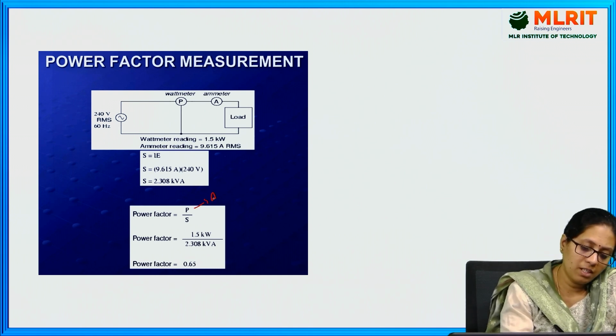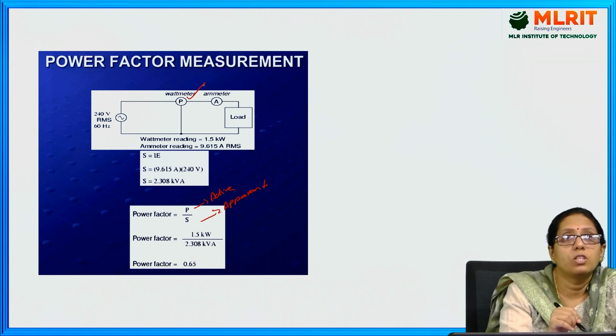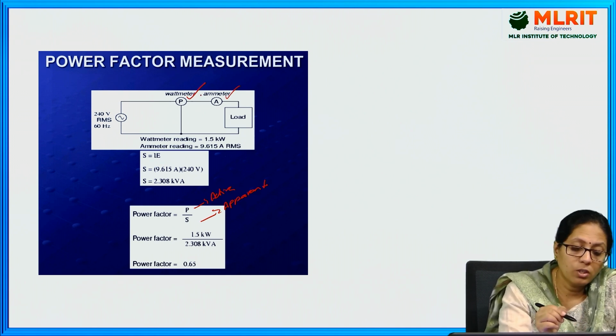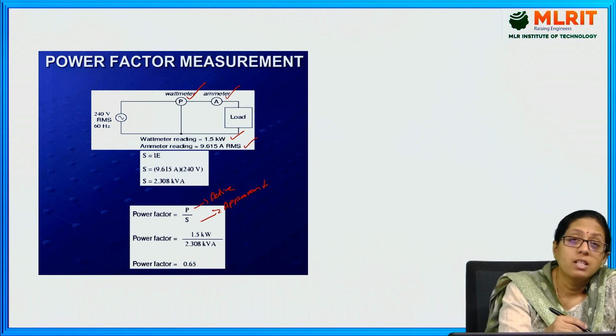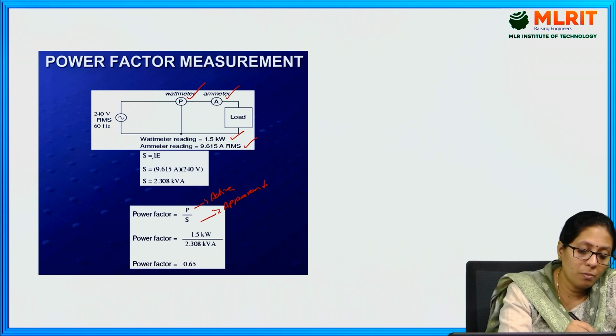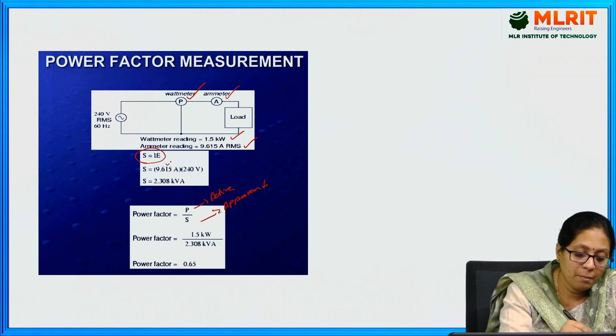This is nothing but the active. This is nothing but the apparent. Here you can see a wattmeter which is being connected. This is your ammeter, and based on the wattmeter reading, here you have the wattmeter reading as 1.5 kilowatts and the ammeter reading is 9.615 RMS.